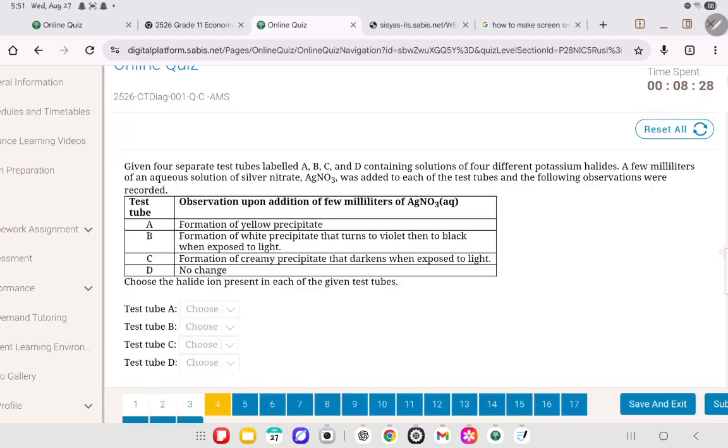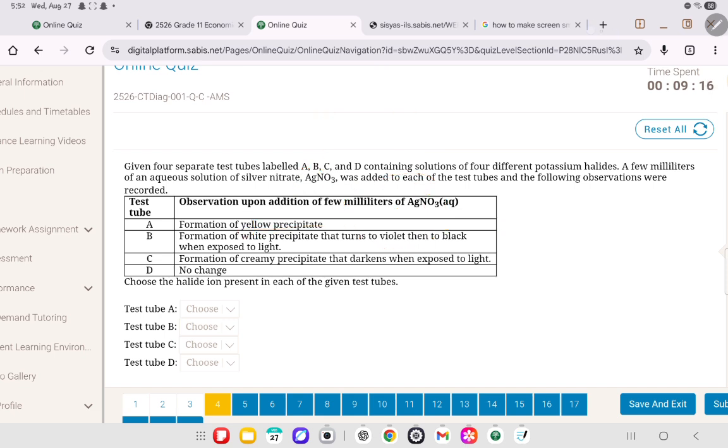We have 4 test tubes, and they did experiments for all of these test tubes after adding AgNO3. Based on these experiments, we should know what the ion is based on what we observed. So, observation of test tube A, yellow precipitate. Whenever you see yellow precipitate, you directly think of iodide or I-. I remember my friend once told me how to remember it. Yellow, Y, it sounds like I, so YI, iodide, very simple. So that is it for test tube A.